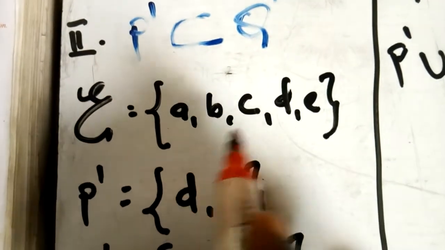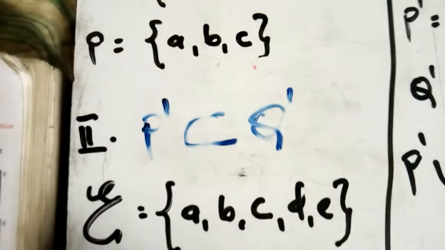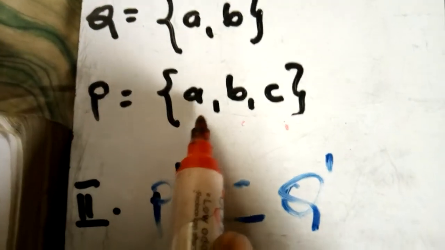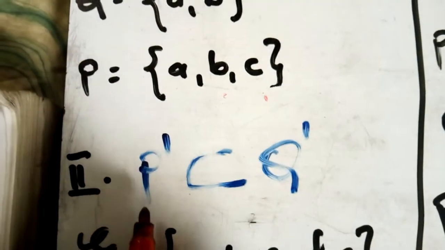5 people. 1, 2, 3, 4, 5. 5 people are in the school. So now P prime, we know that the P set is what? 3 people are in the P set. A, B, and C are in the P set. What P prime means is everybody that is in the school who is not in this class.